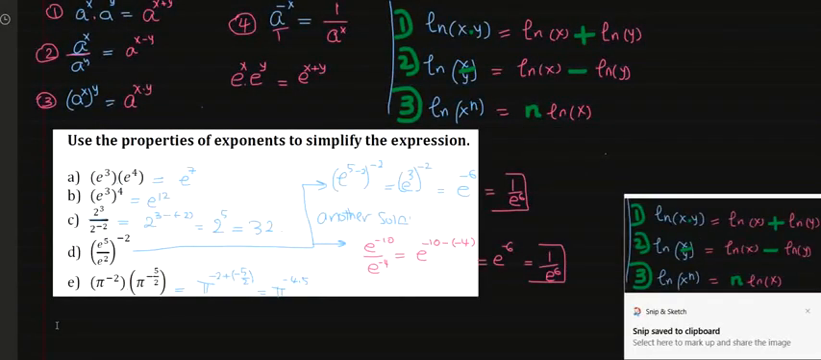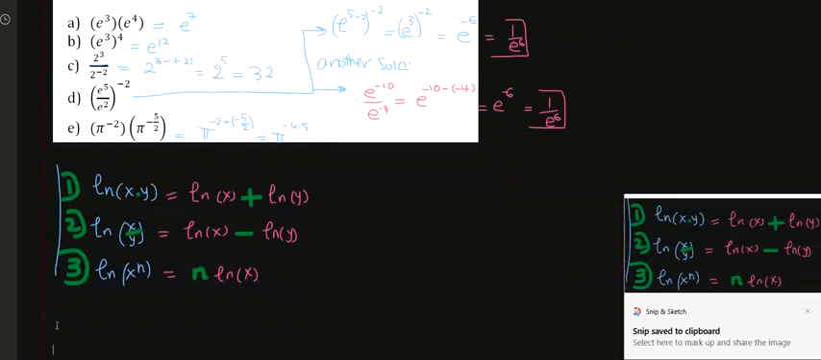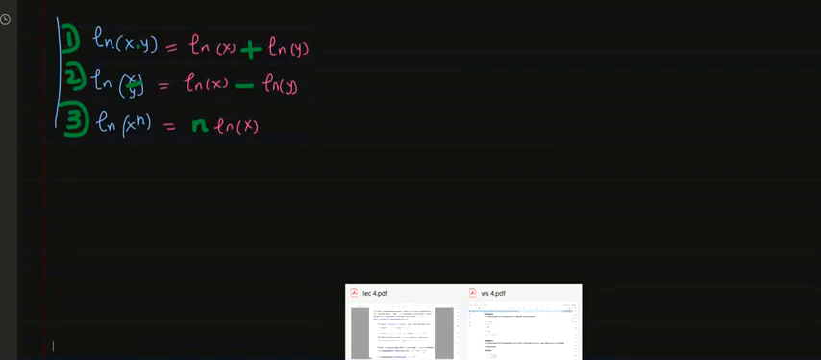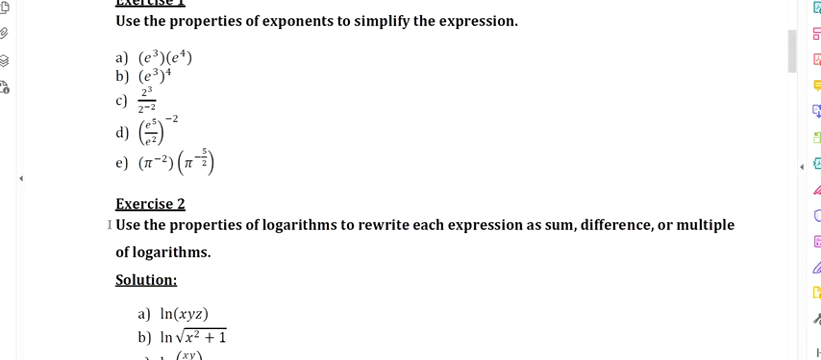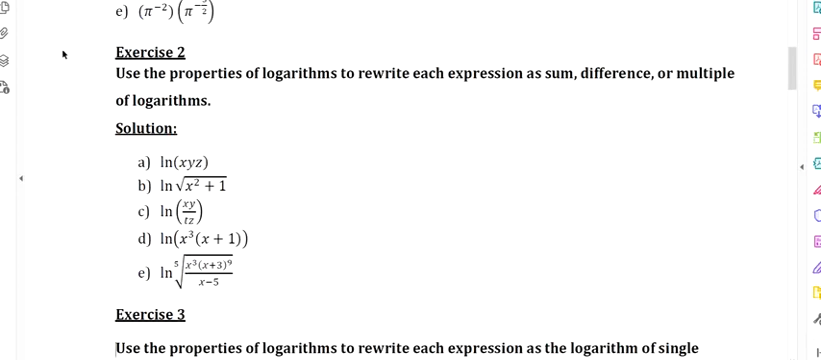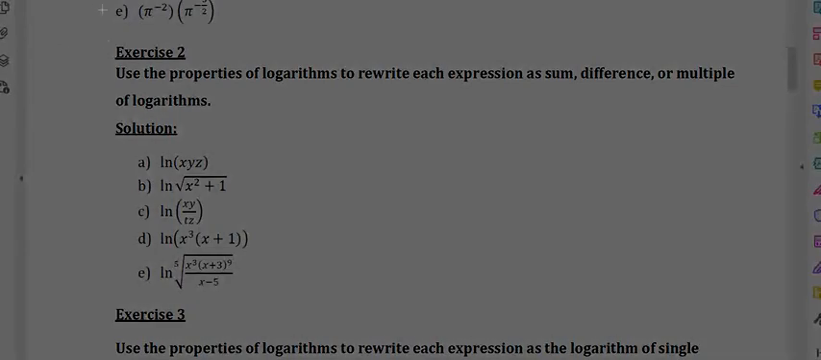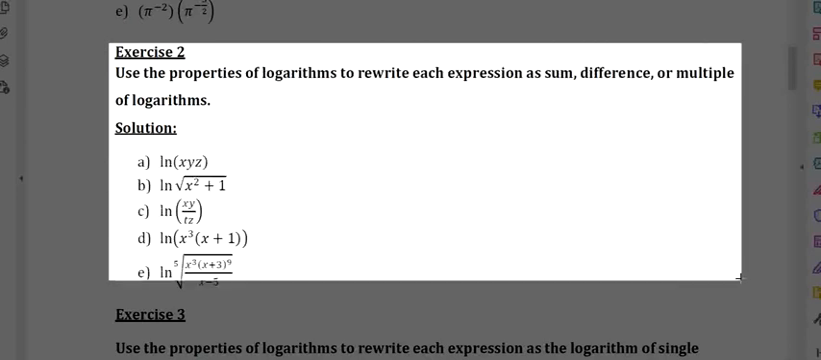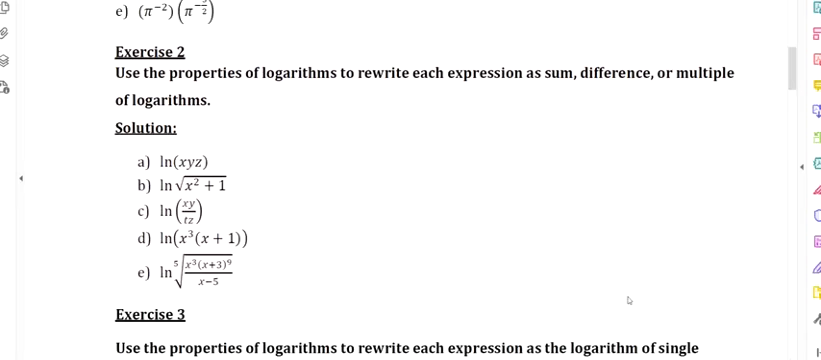taking them down here in order to be able to have them on the same screen with the exercises. Our exercise 2: use the properties of the logarithms to rewrite each expression as a sum, difference, or multiple of the logarithms.